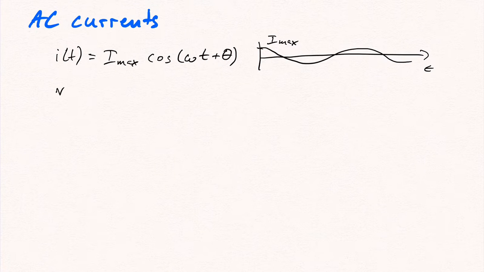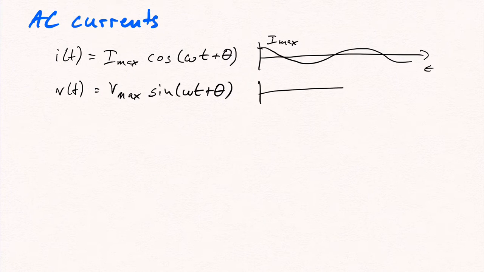AC voltages are also a function of time and can also be expressed as sinusoidal functions. For example, a sine. Again, the maximum amplitude of the voltage, in this case here, would be denoted Vmax.